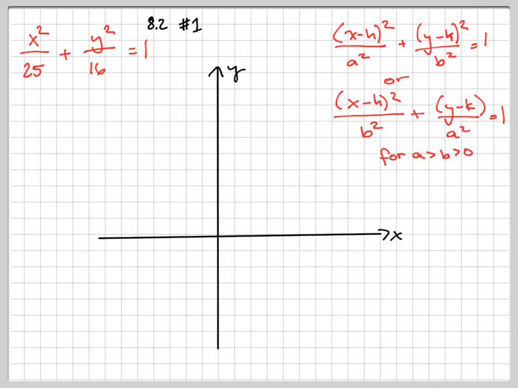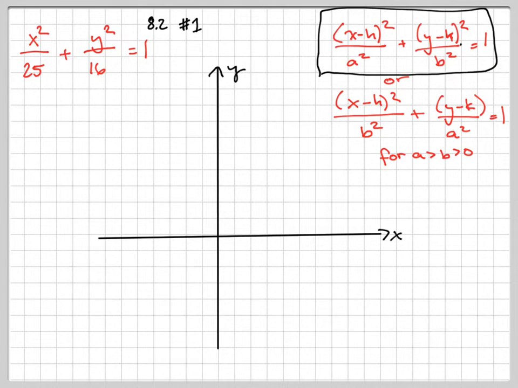I already wrote the two general equations for the ellipses down right here. If the major axis is on the x-axis, then we use the top one. If the major axis is on the y-axis, then we use the second one. This is for all a's greater than b, and of course they have to be greater than 0. They can't be negative.